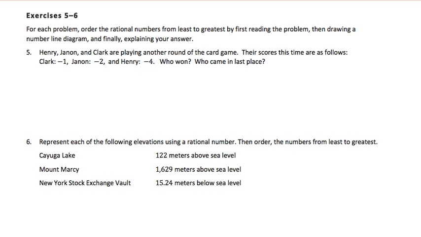If we put them on the number line, we'll find that Henry with a -4 is furthest to the left, and then Janet at -2 and Clark at -1. So that would mean that Clark won. And again, Henry came in last place. And finally, question 6. They ask us to represent each of the following elevations using a rational number and then order them from least to greatest.